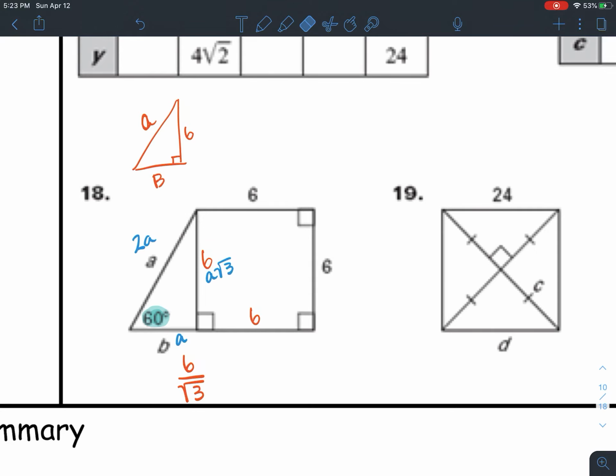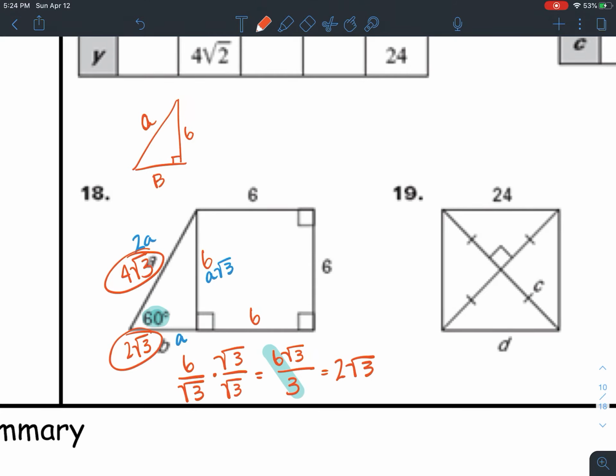I need to rationalize that denominator, times the square root of 3 over the square root of 3. So this will be 6 root 3 over 3. And now these two outsiders here can simplify down to 2 square roots 3 for my short leg. And I double that, 4 root 3, to get my long leg.